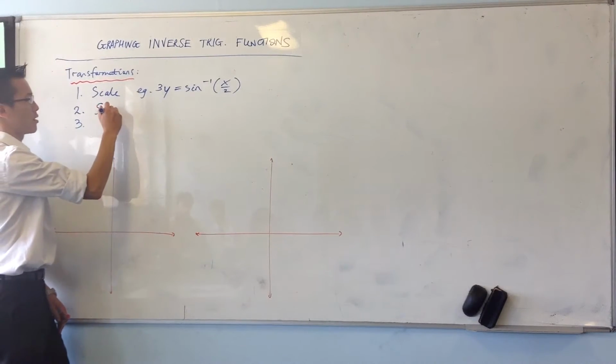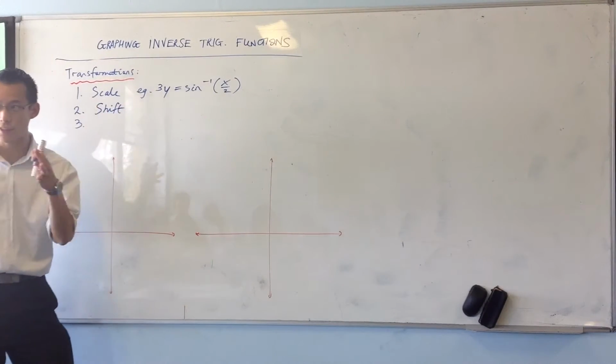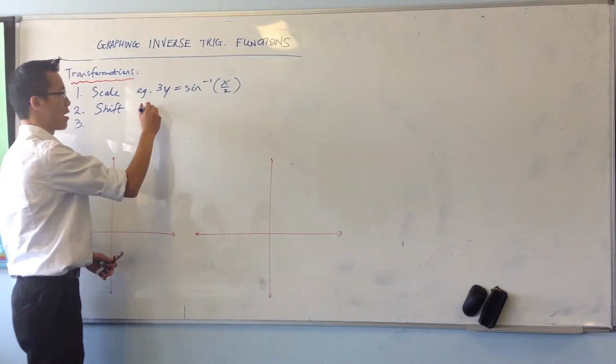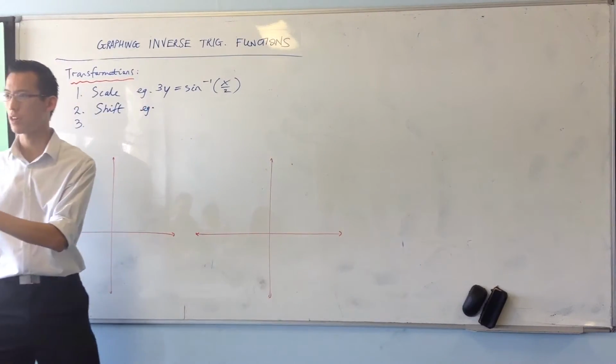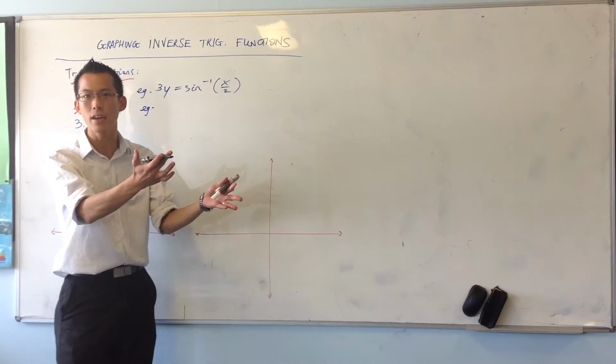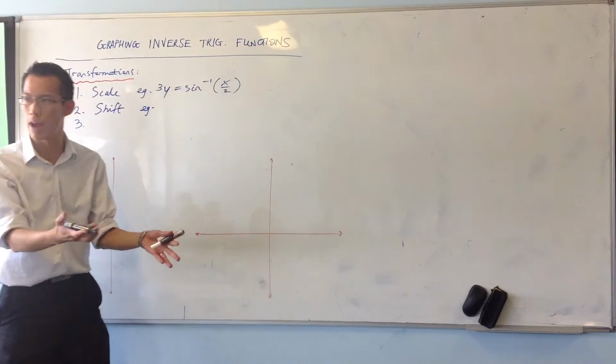You can also change the position or shift the graph elsewhere. So how might we do that? If we wanted to shift it horizontally, say 1 unit, how would we do that?